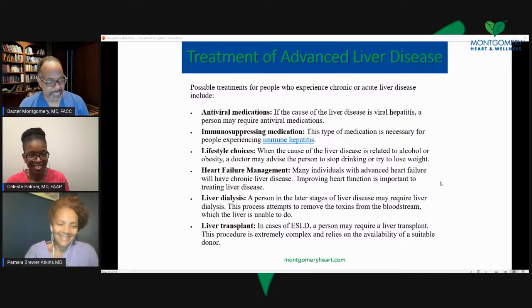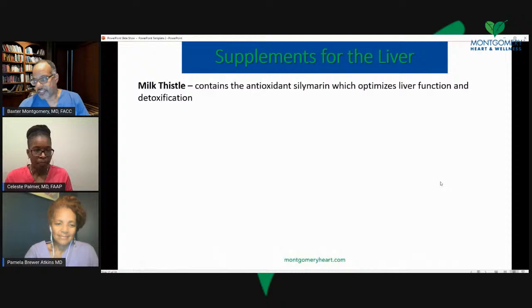But anyway, all right. So, supplements for the liver. We all talk about supplements, and this health series came out of the context of talking about supplements. And so I thought I'd run through some supplements that are touted as beneficial to the liver. And again, Dr. Palmer and Atkins, please feel free to chime in here.